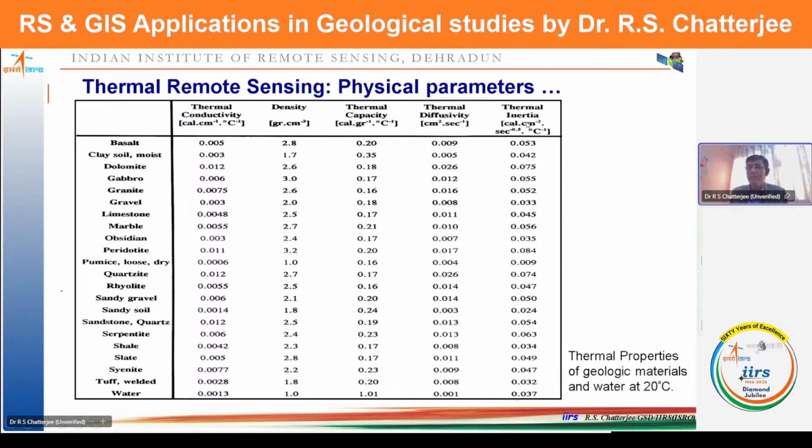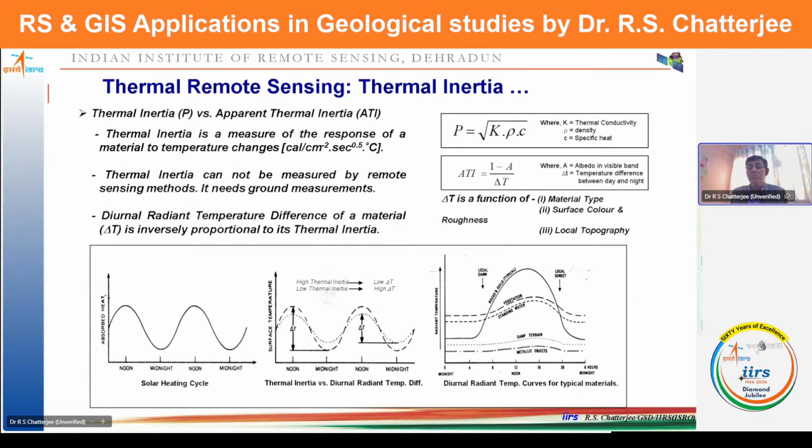You see, thermal inertia is very, very sensitive. And that is the reason why thermal inertia is very much used for thermal sensing of the Earth materials. And what is thermal inertia? This is inertia, resistance to temperature change, given the supply of heat or extraction of heat.